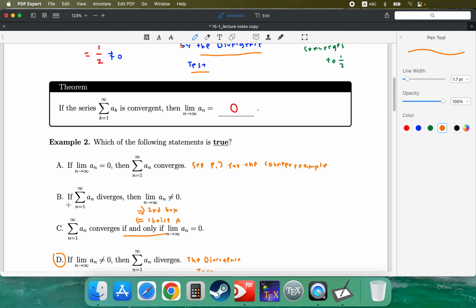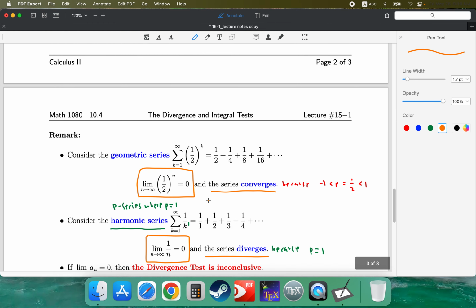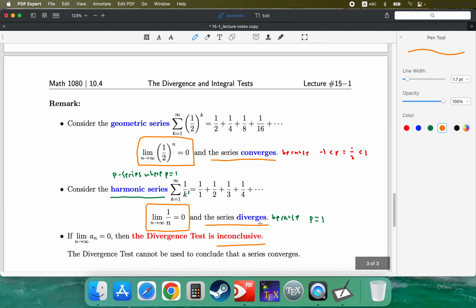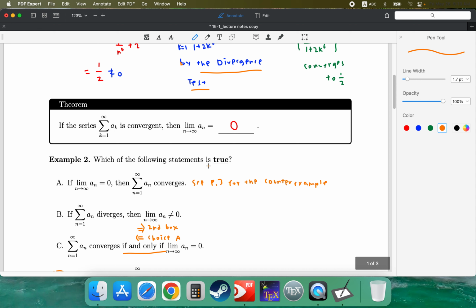Now, if the series diverges, then the limit is not 0. This is not always true, because you can see that right here, the series diverges, but the limit of the nth term is 0. So again, see page 3 for the counterexample.